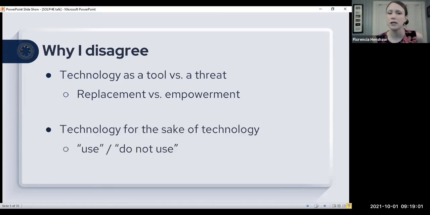And the other reason why I disagree is because just this quote by itself gives you this idea of technology for the sake of technology. And some of you hinted at that in your comments. Teachers who use technology versus who do not use technology. But just using technology doesn't make you a good teacher. We know that. Just like not using technology doesn't make you a bad teacher. And so this idea of technology for the sake of technology, or technology for the sake of being cool, being relevant, it's something that, again, we need to move away from.